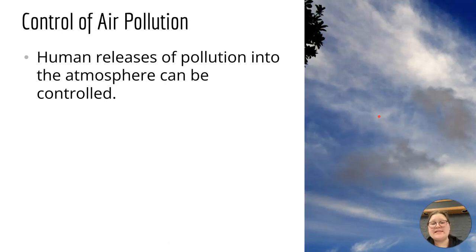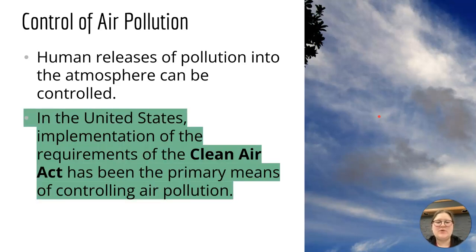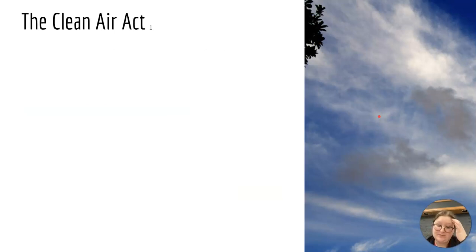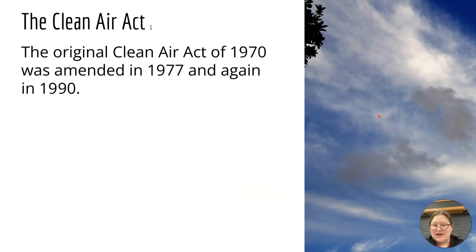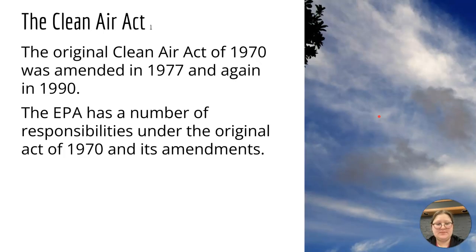So human releases of pollution into the atmosphere can be controlled. Obviously, if we're choosing to release the things, we can change what we're doing. In the U.S., implementation of the requirements of the Clean Air Act has been the primary means for controlling air pollution. And we've done the reading on the Clean Air Act, hopefully. The original Clean Air Act of 1970 was amended in 1977 and again in 1990. We should constantly be learning what works, what doesn't, and making adjustments accordingly. And the EPA has a number of responsibilities under the original Act of 1970 and its amendments.